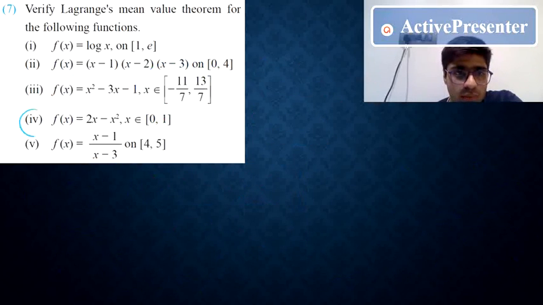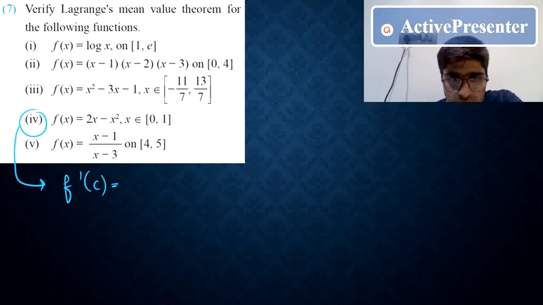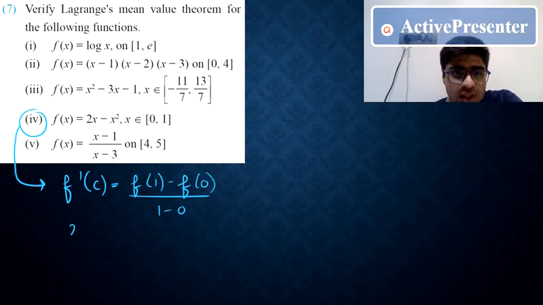Continuing with the fourth one. Again, it's a polynomial function, so continuous and differentiable in the given interval. Conditions of LMVT are satisfied. The derivative f dash of C should be equal to f of 1 minus f of 0 divided by 1 minus 0. F dash of C will be 2 minus 2C. That should be f of 1, which is 2 minus 1, which is 1, minus f of 0, which is equal to 0, divided by 1 minus 0.